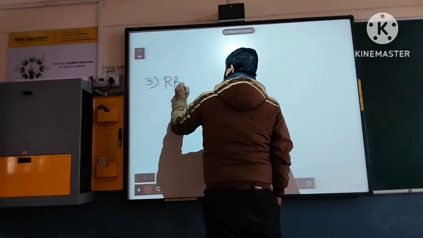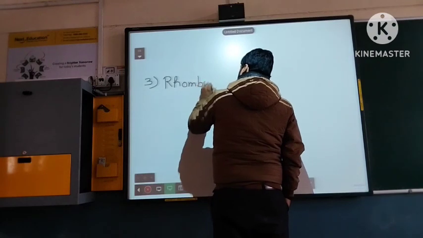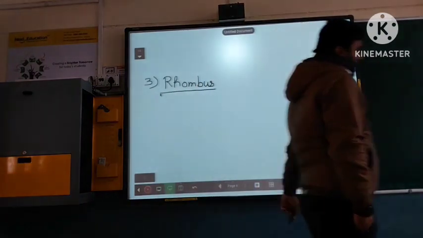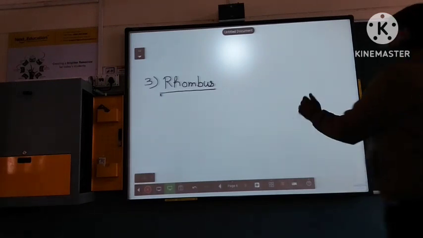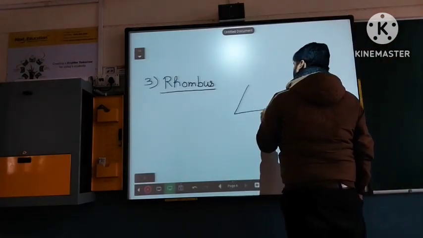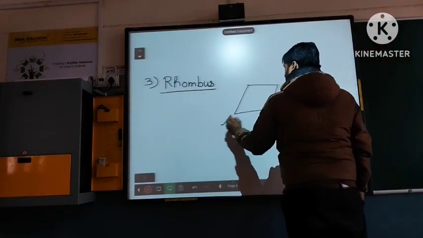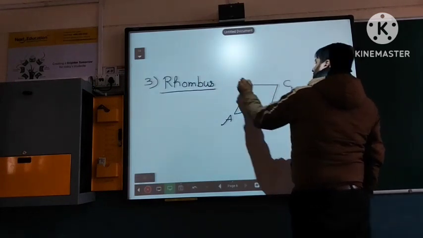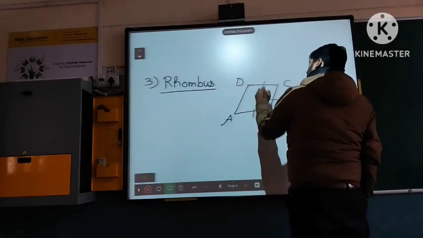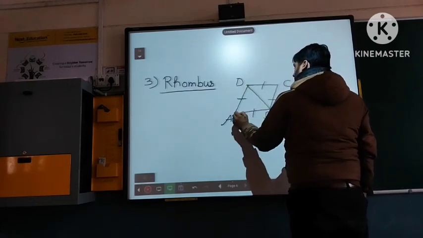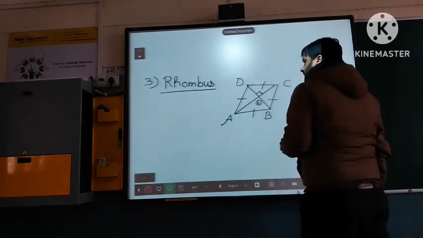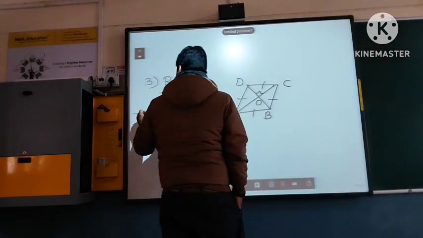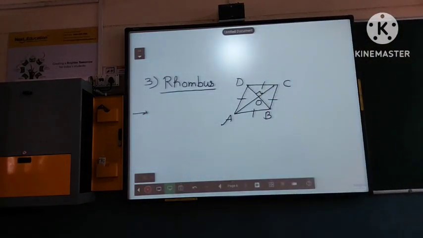Third is rhombus. Rhombus is also a special type of parallelogram only. How? Let me draw it first. A, B, C, D. And see, one dash means all the sides are equal. I am drawing the diagonals now, AC and BD. And see, these diagonals are at right angles to each other. These diagonals intersect at 90 degrees.